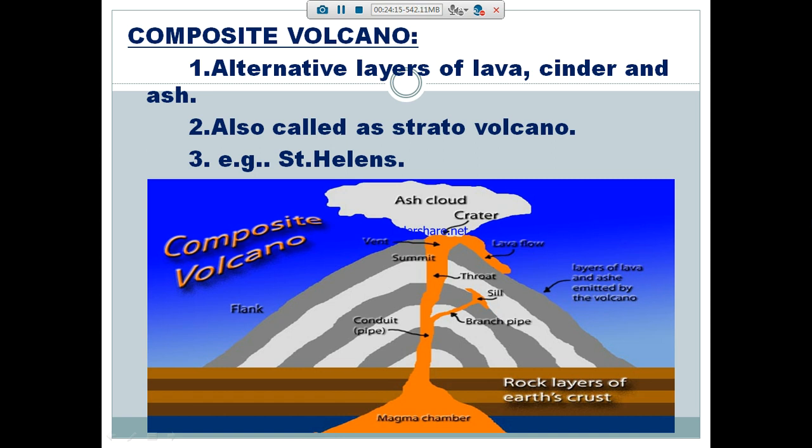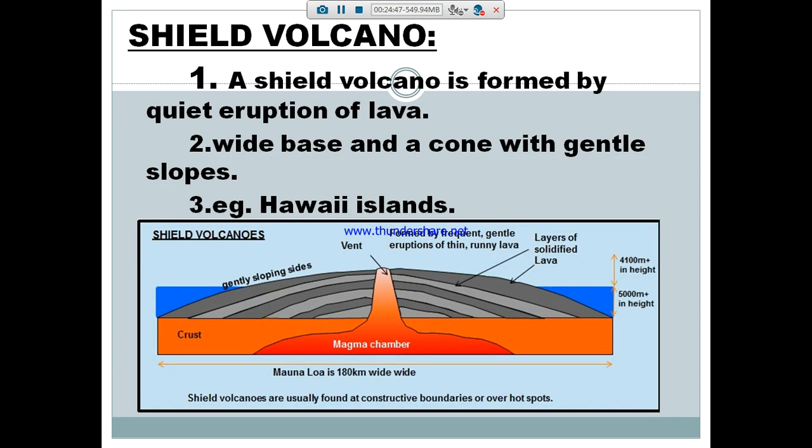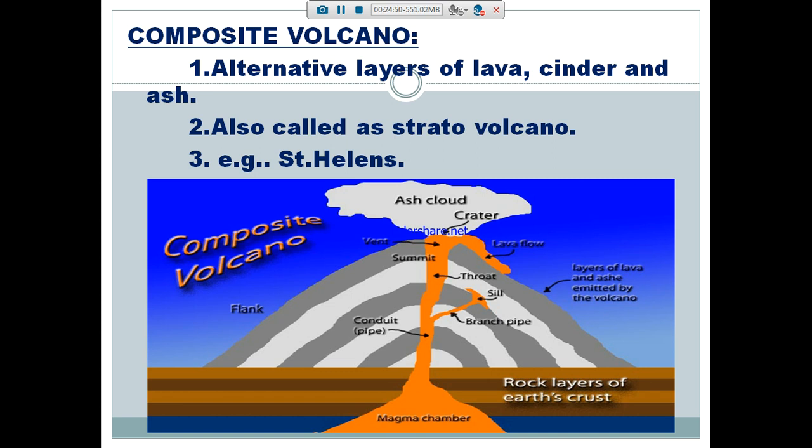In a stratovolcano, the alternating layers release lava, cinder and ash. St. Helens is an example of the composite volcano. It also takes a very long period between one eruption and another. So types of volcanoes, what is it? Shield volcano, cinder cone volcano, composite volcano. Up to that we had seen this.